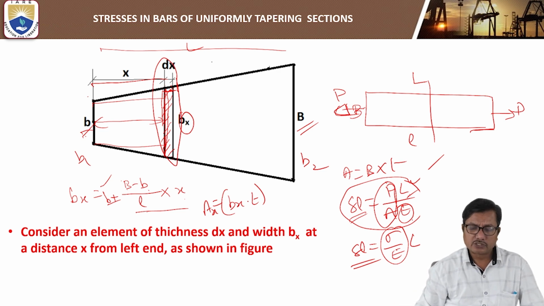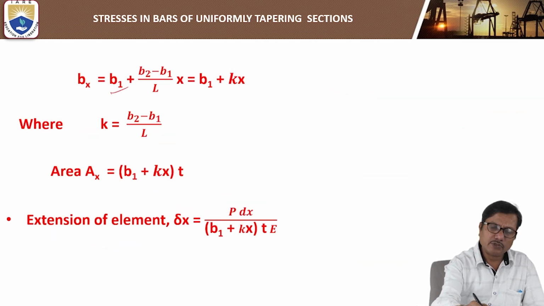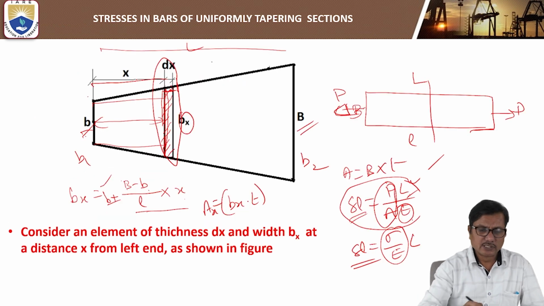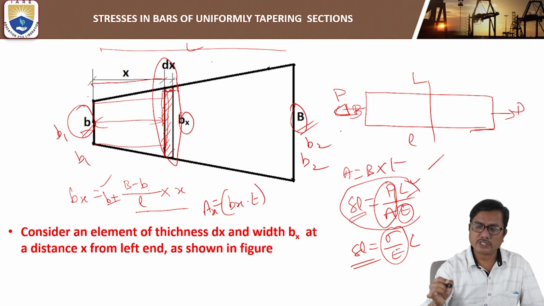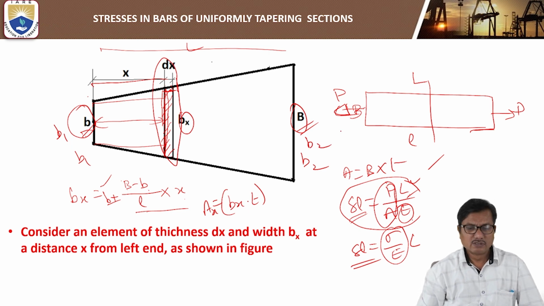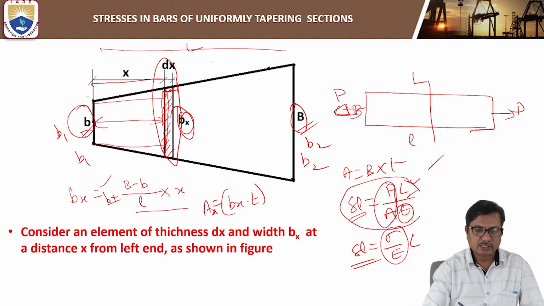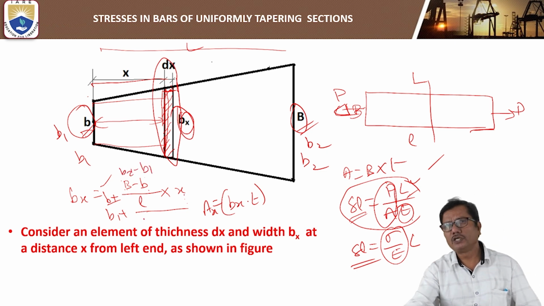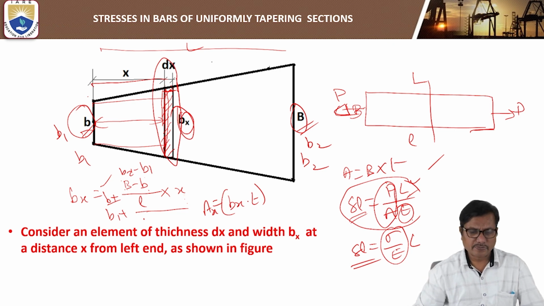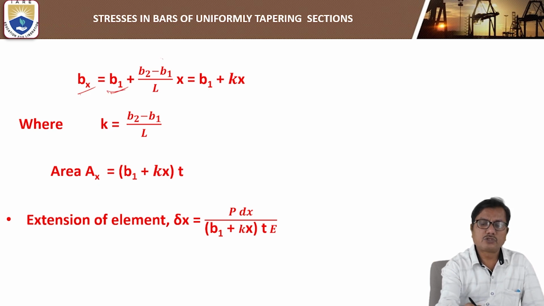So considering this small element, here we are treating it as b1, b2. b1 is the width at the left support, the left end, and b2 is the width at the right end. So the width at section x, bx, is b1 plus (b2 minus b1) divided by L into x.